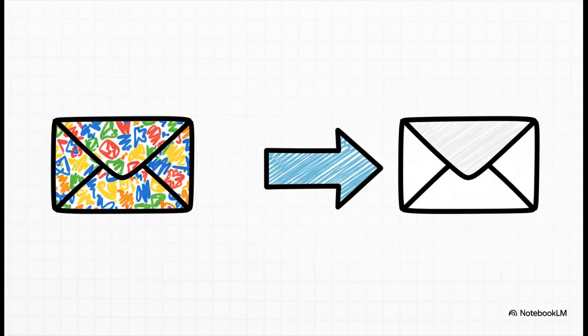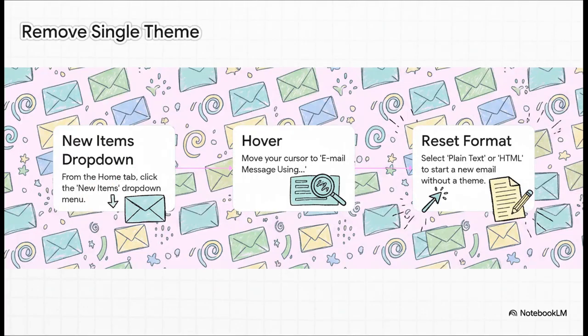So what about the other way around? Let's say you hit New Email. Your default theme pops up, but for this specific message, you just want plain and simple. No problem. You can override your default theme just as easily. You're going to follow that exact same path we just did. New Items, then hover over Email Message Using. But this time, instead of picking More Stationery, you'll just select plain text or the standard HTML option. That launches a new email window that completely bypasses your default theme, giving you that clean slate you wanted.